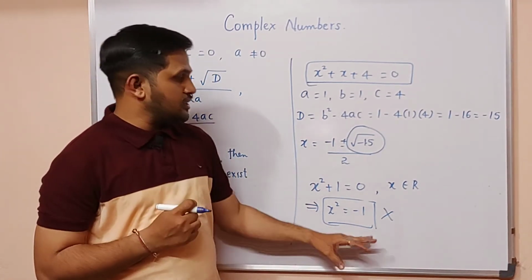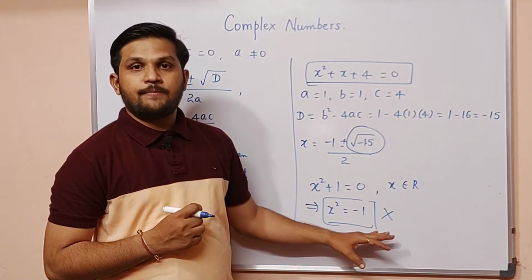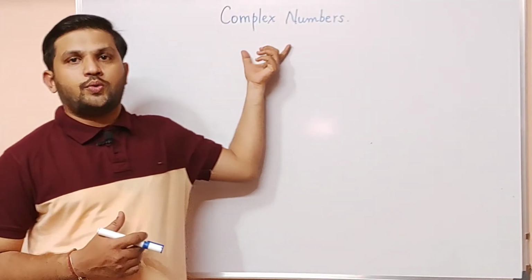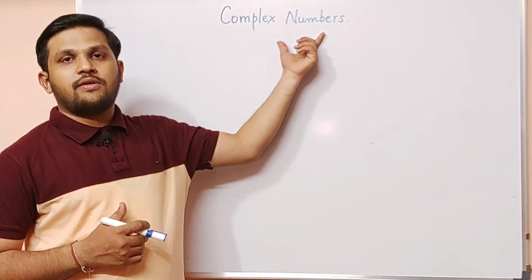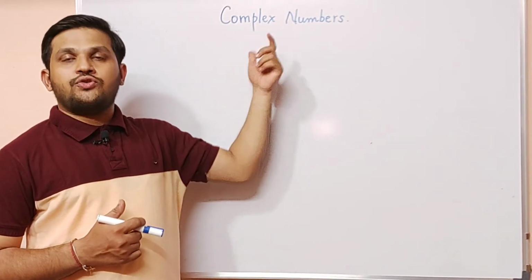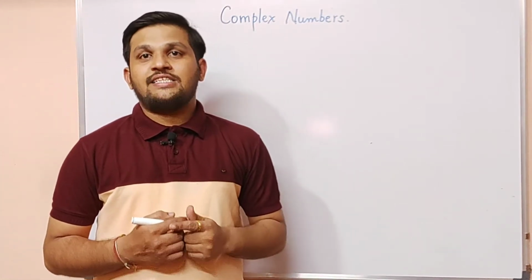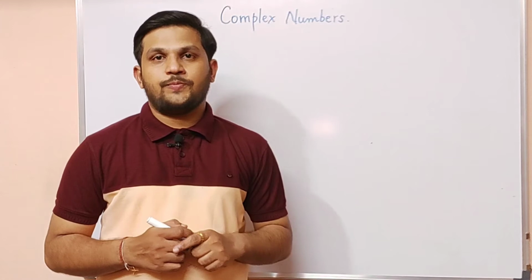I think you got it. So note down up to here. We understood that the main objective of complex numbers is to find the solutions of a quadratic equation in which the discriminant is less than 0.